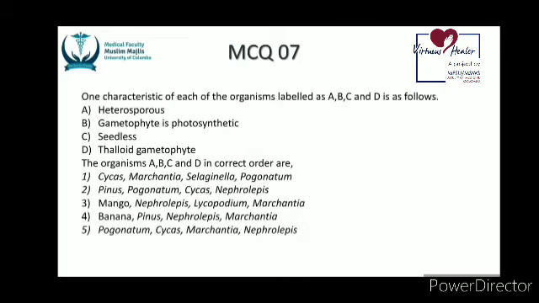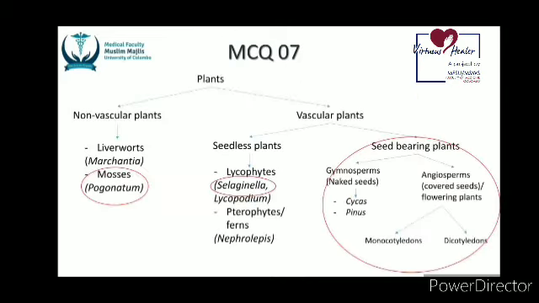Heterosporous. Heterosporous plants are the plants that produce two types of spores. They can produce microspores as well as megaspores. Microspores give rise to a male gametophyte, while the megaspores will give rise to a female gametophyte. In this diagram, I have circled the plants that are heterosporous. All the seed-bearing plants are heterosporous plants, both gymnosperms and angiosperms.